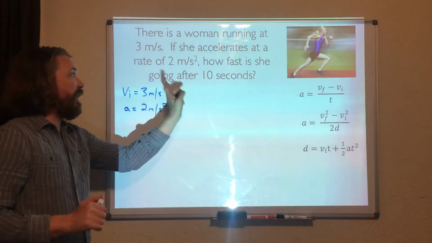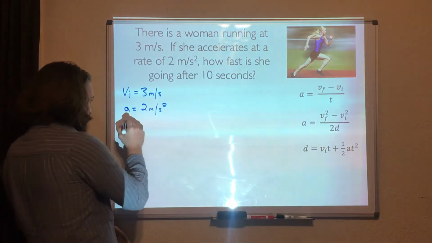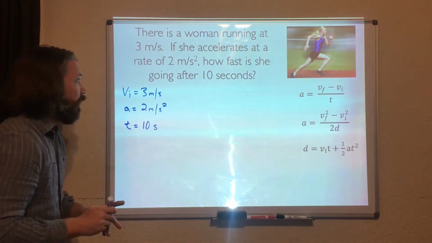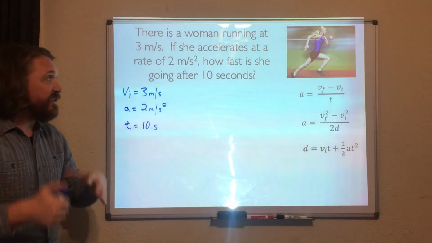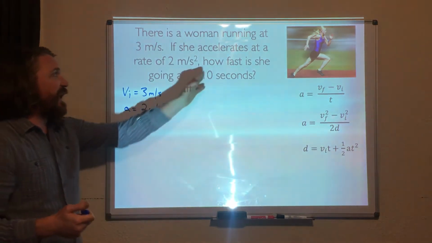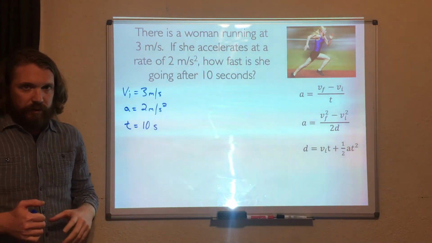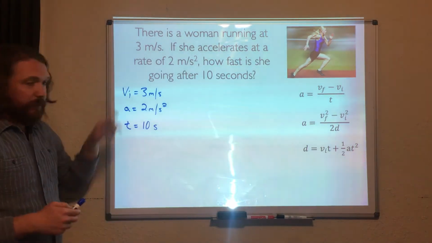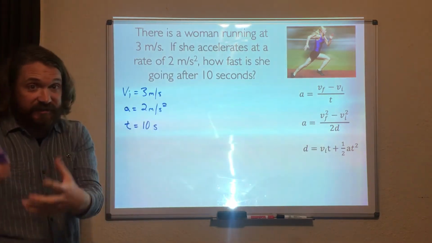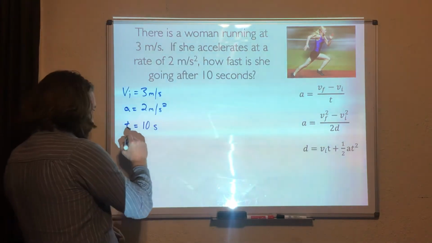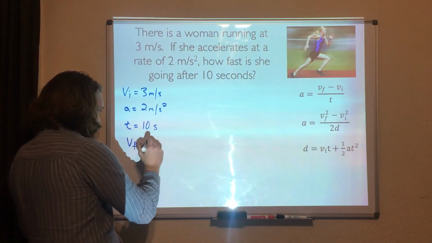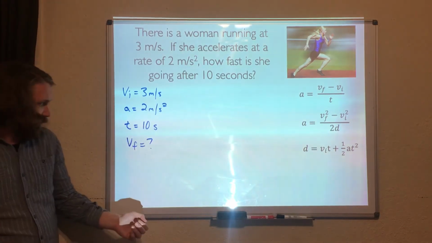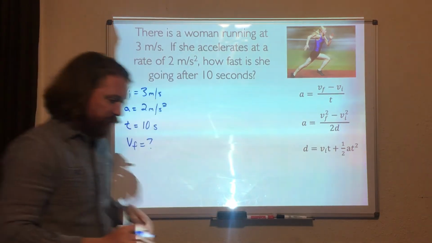How fast is she going after 10 seconds? Well, we know 10 seconds is equal to our time. Now this time, it doesn't explicitly say what we're looking for. It just says, how fast is she going? Well, how fast you're going is your speed. And not just speed, but your velocity. And if it's after 10 seconds, that means it's at the end. So we're actually looking for our final velocity. All right. Okay? Givens, unknown. Let's go over to the equations.